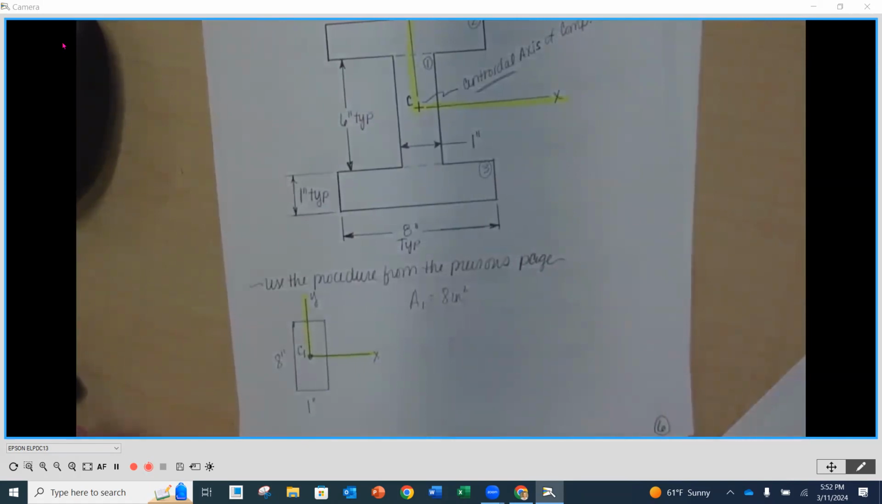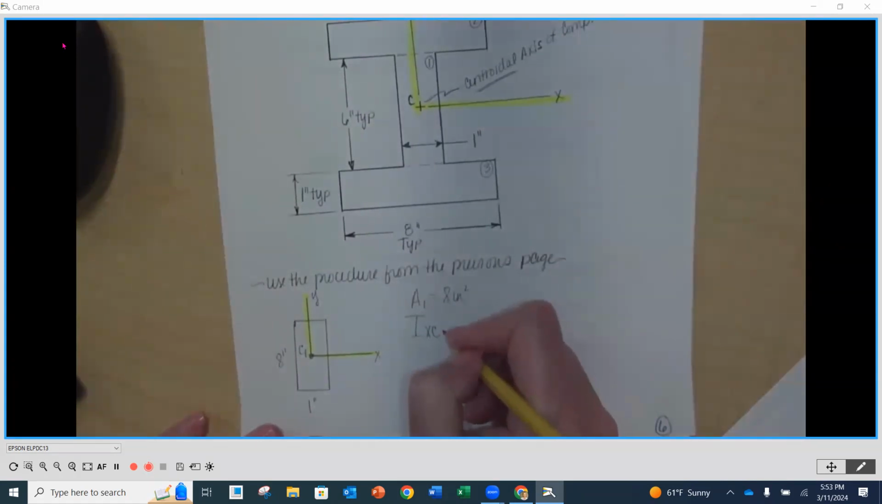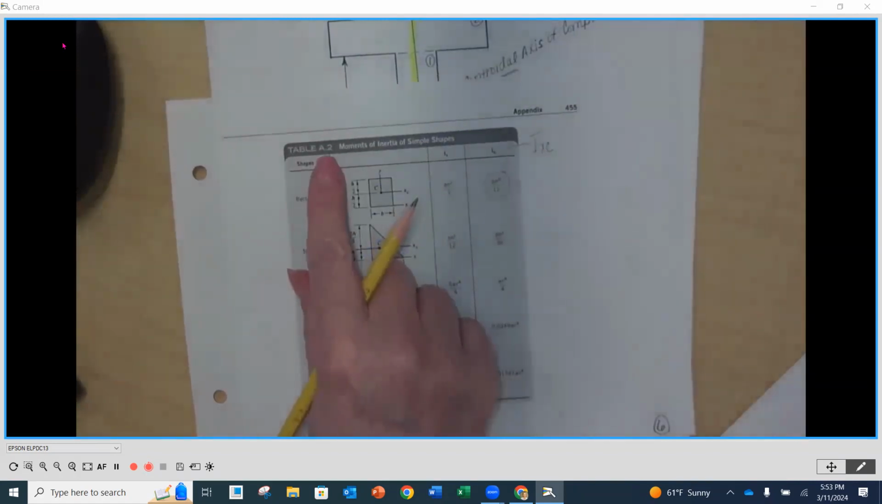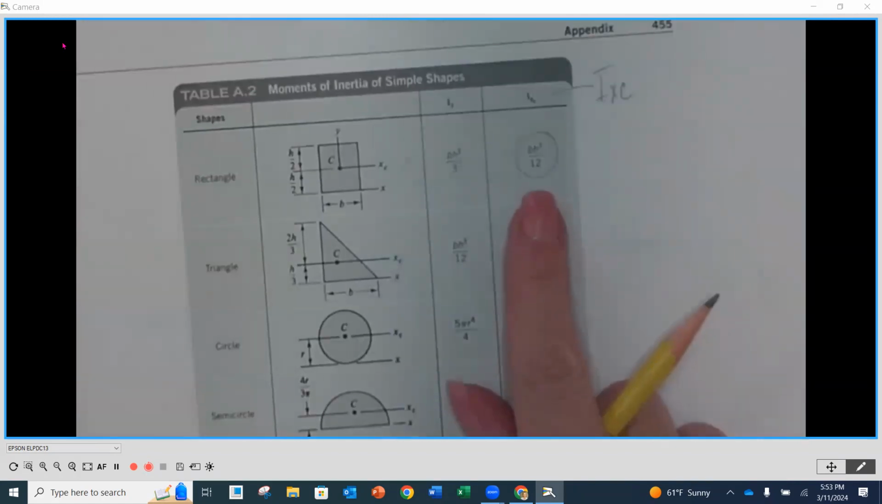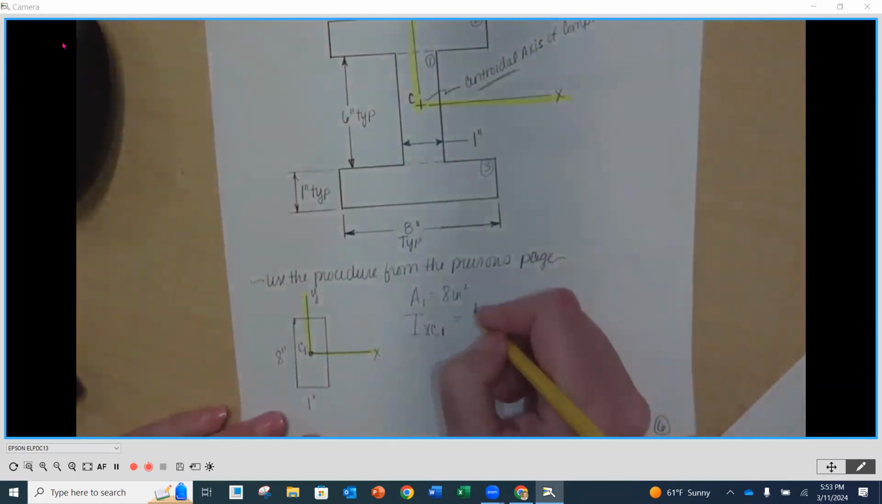Then we need to find our moment of inertia about the x centroidal axis, and we're going to call this shape number 1. Recalling, but if you need to look, it's totally fine, if we look on that A2 table, our equation for the moment of inertia about the x centroidal axis is the base times the height cubed divided by 12. Base times height cubed divided by 12.